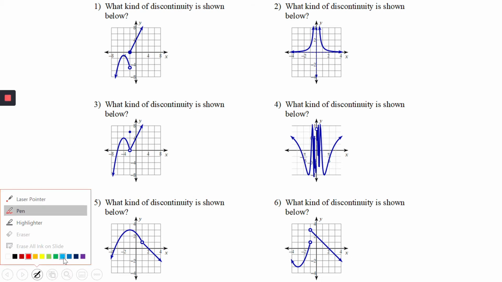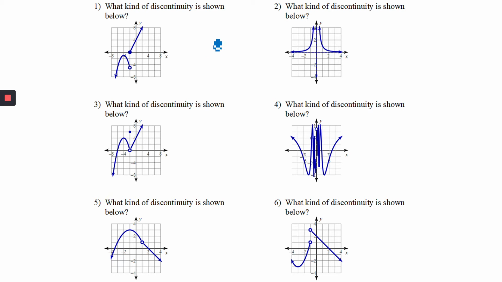Today we're going to be looking at discontinuity and continuity. First off, we have to classify the different types of discontinuity that we're going to have. And if we look at number one, it looks like it's making a jump as we go from this little open circle to the closed circle. So this is a jump discontinuity, and that's happening when x is equal to -2.